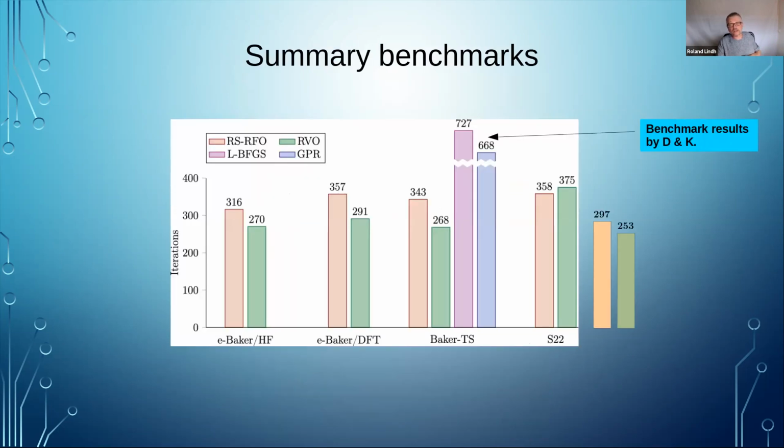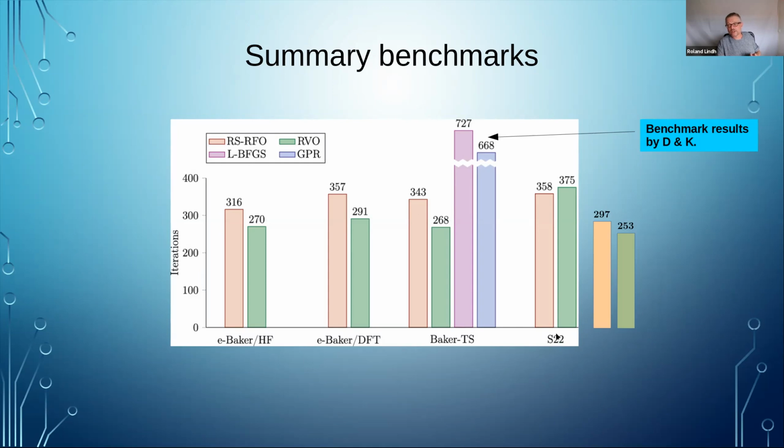If we look at a summary now over the benchmarks, we have the conventional method here, and we have the green being the new method. Here for the Baker test suite, I can compare with the results by Denzel and Kästner, and apparently both their conventional approach and their approach using Gaussian process regression perform far worse than the conventional implementation in OpenMolcas.